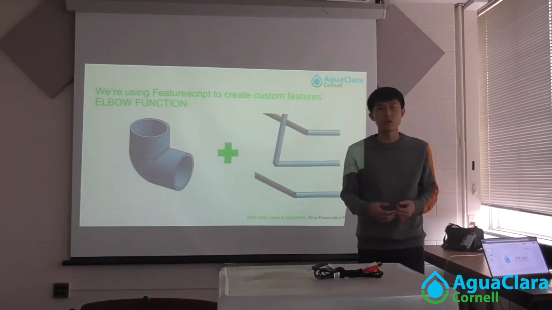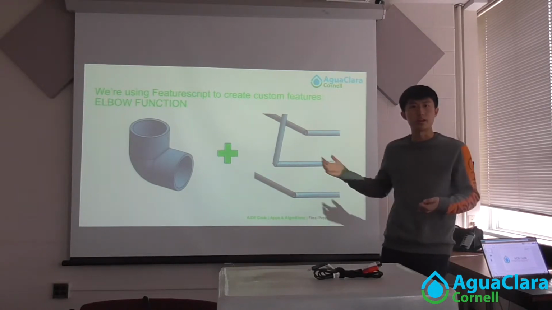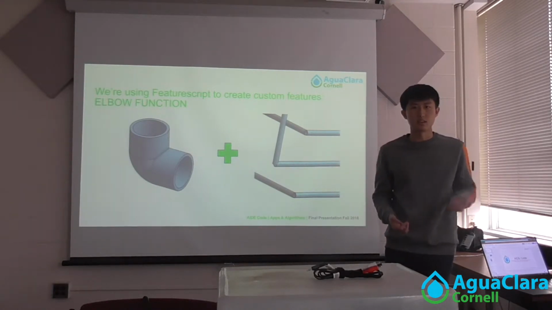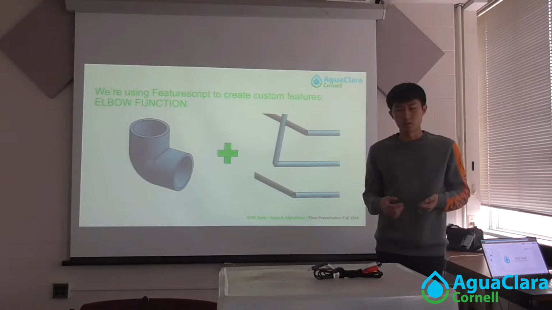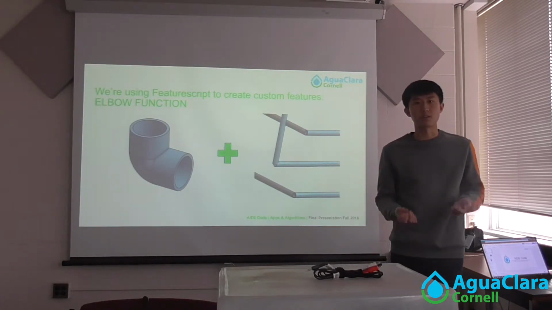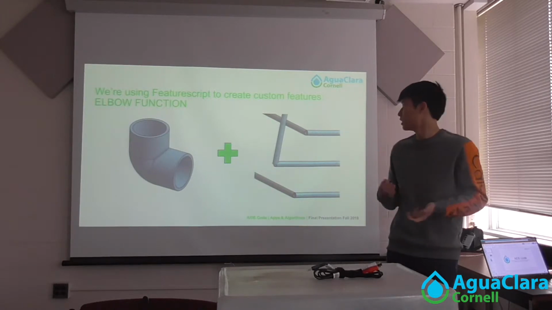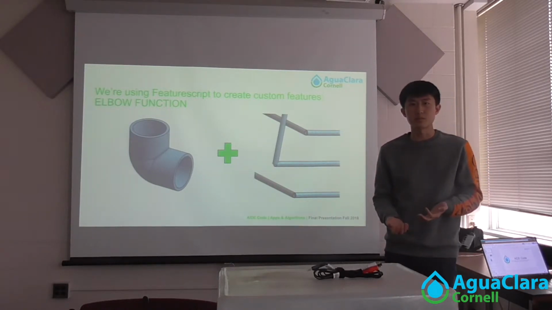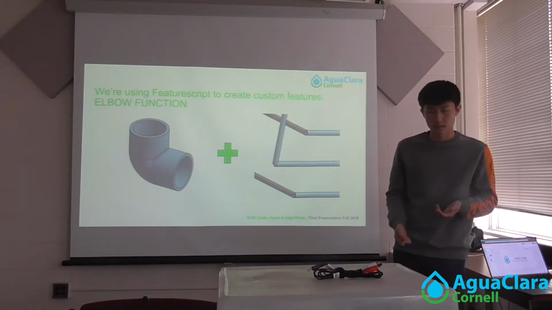Currently, our main goal for the semester is to create the elbow function. This, as Mitch explained earlier, will be split into two parts. The first one is to find 90-degree points and insert an elbow in the location. And the second one is to trim the existing beams and orient the elbows properly.